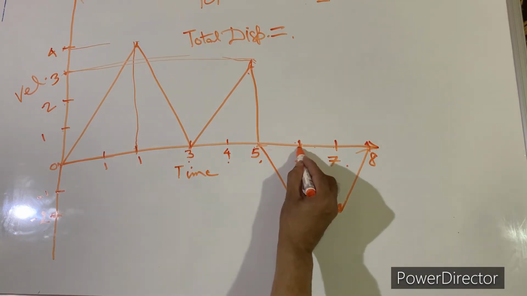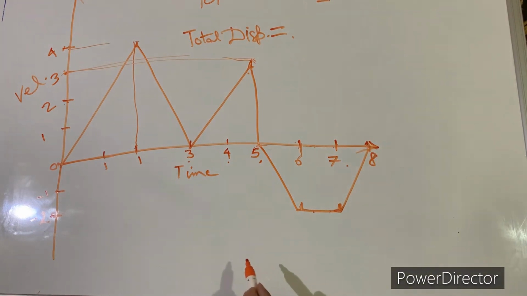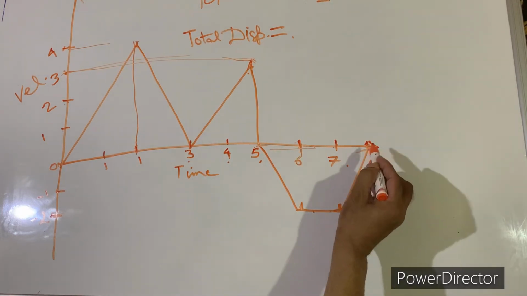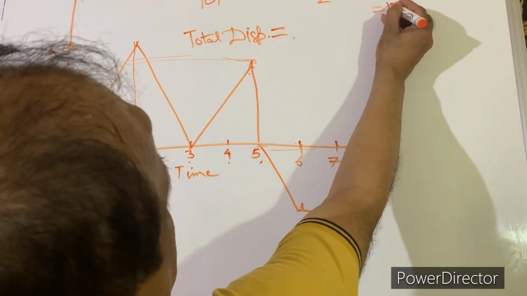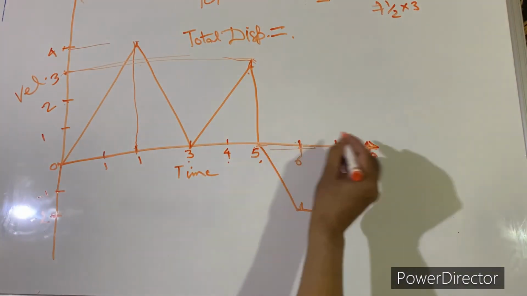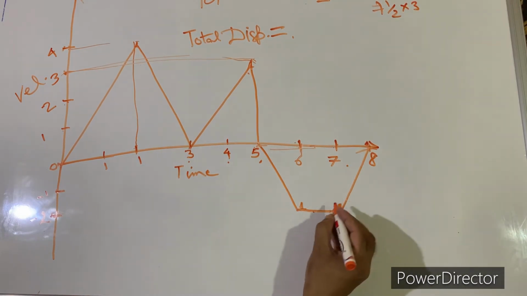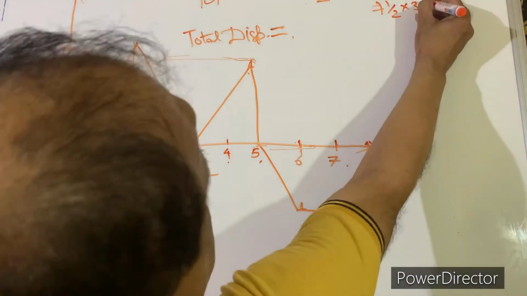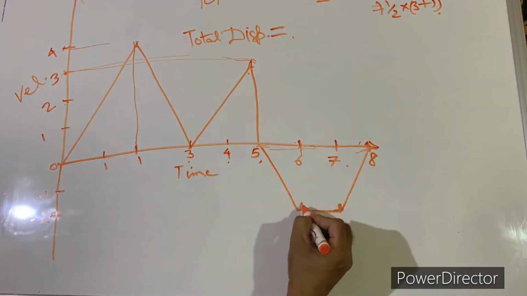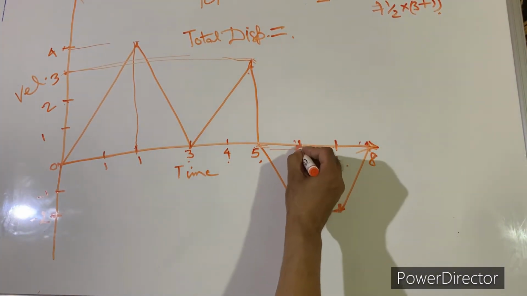This is 1, 2 and 3. Here 5, 6, 7, 8. The base, this is 3. Hence, that is equal to plus half into 3 into 1. Then the trapezium: sum of the parallel sides, 3 plus 1 is 4, multiplied by height.